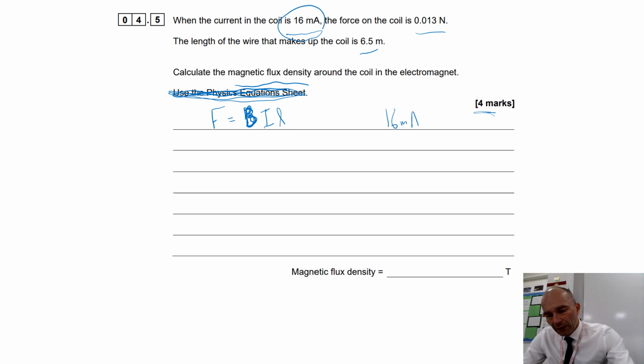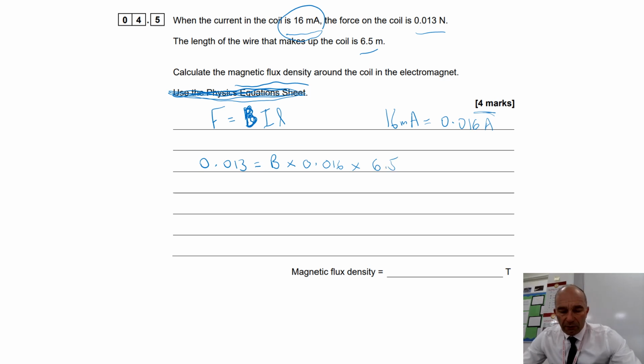16 milliamperes. First thing we need to do is to convert that into amperes. So we divide by 1,000 and you end up with 0.016 amperes. So we've got our first mark now. And from here on, it's relatively straightforward. We're told that the force is 0.013 of a newton. We need to work out B, so that's our unknown, and it's multiplied by our current, which we've converted into 0.016 amperes, and we multiply that by the length of the wire, 6.5.